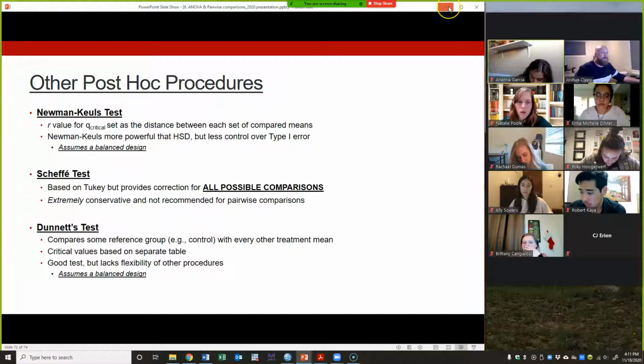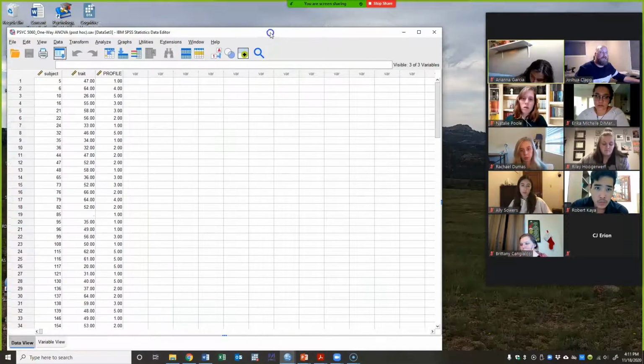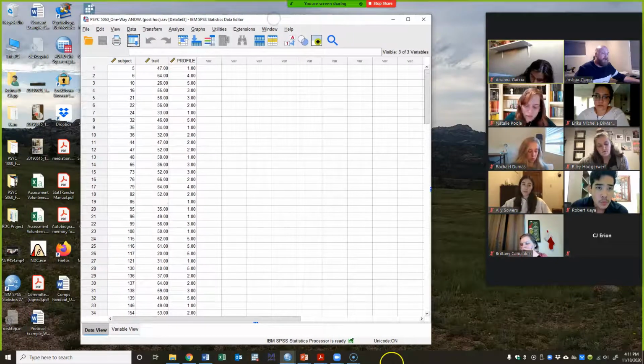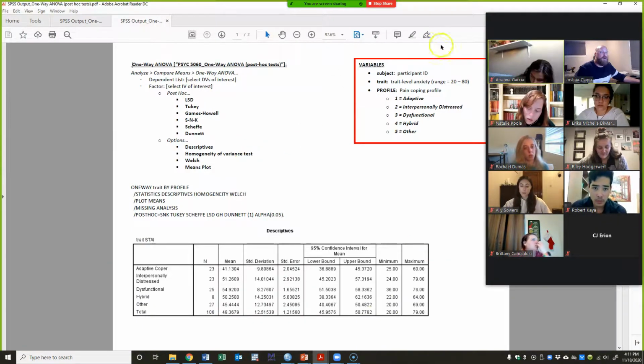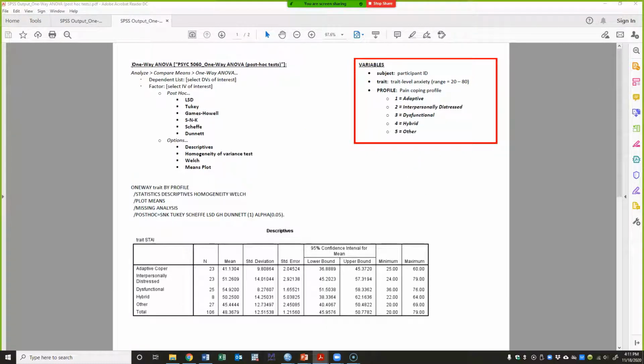All right. So let's quickly jump into opening up our post hoc data here. This corresponds to our handout. And what we're saying in this scenario is we've got individuals who are experiencing chronic pain. And what we've done is we've separated these individuals into 5 different profiles, based on how they're coping with their pain. So we have adaptive copers. We have people who we've identified as interpersonally distressed, dysfunctional copers, hybrid copers, and then a catch-all other group. Okay, and what we're asking is, do we see differences in trait anxiety across these different coping profiles?